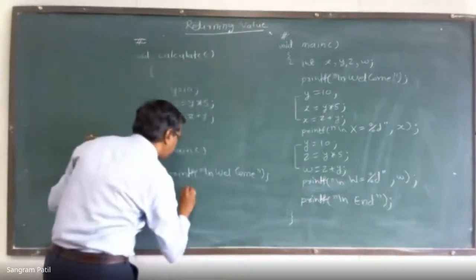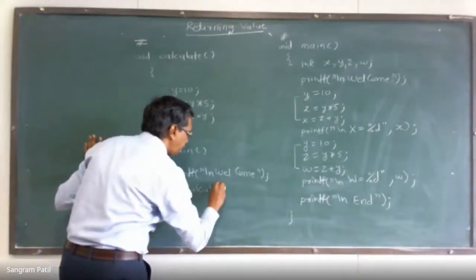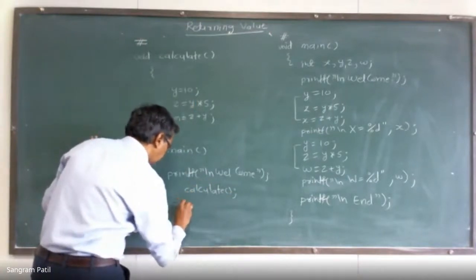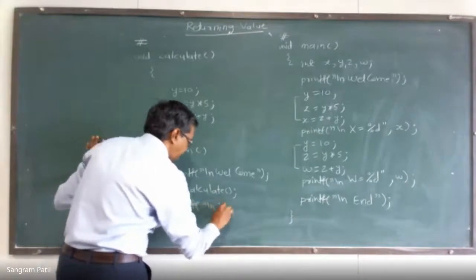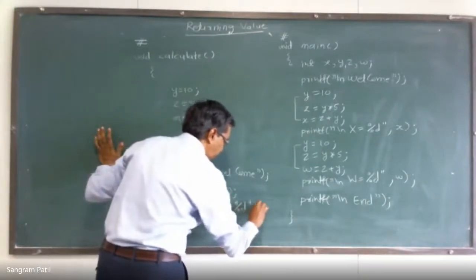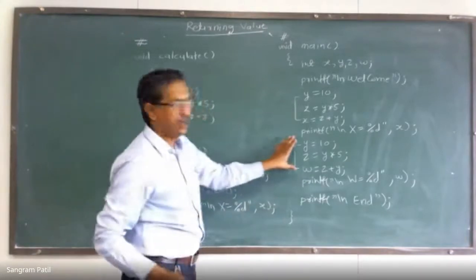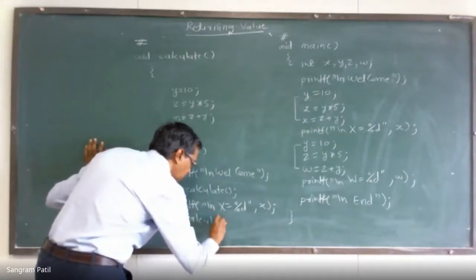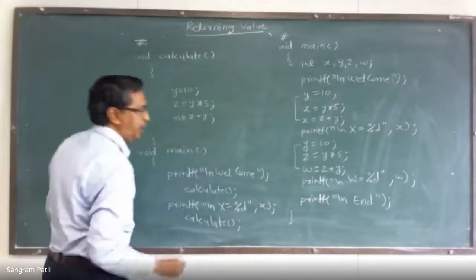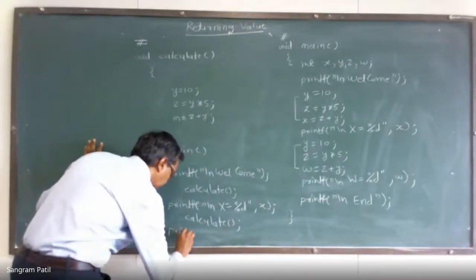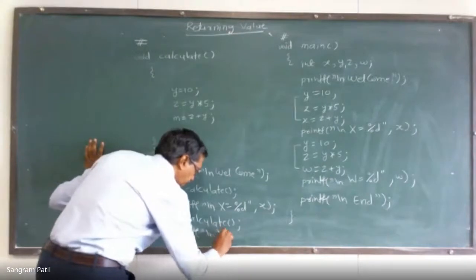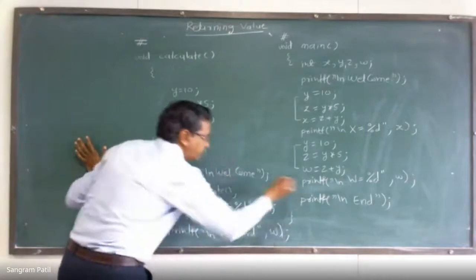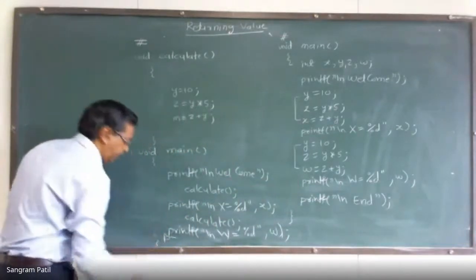So I will write the function name calculate, then printf slash n x is equal to percentage d x. Then this part already we have written to the function. So calculate, and then printf slash n w is equal to percentage d w, and then printf a, and then curly bracket.